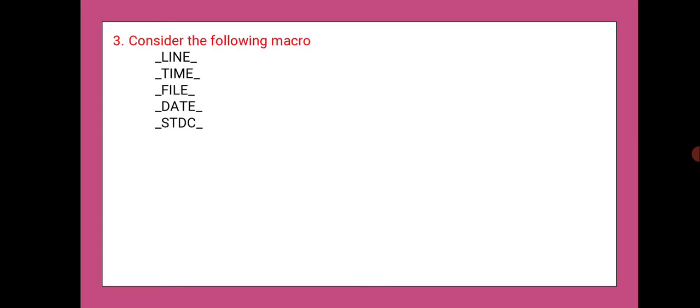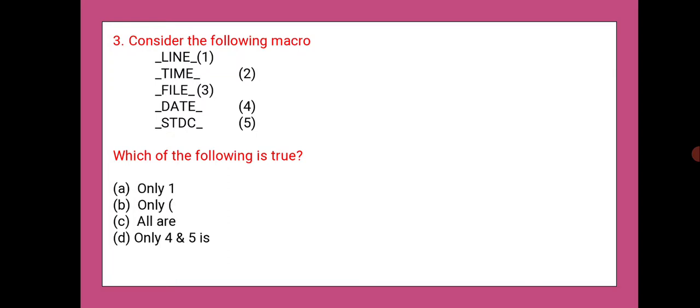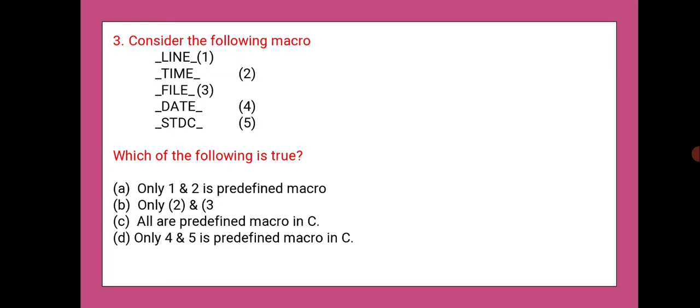Consider the next program: __LINE__, and the associated macro values 1, 2, 3, 4, 5. There is a space missing over there, but consider it. Which of the following is true? Only 1 is a predefined macro in C, or only 2 and 3 are predefined macros in C, all are predefined macros in C, or only 4 and 5 are predefined macros in C? It's obvious, all are predefined macros in C.